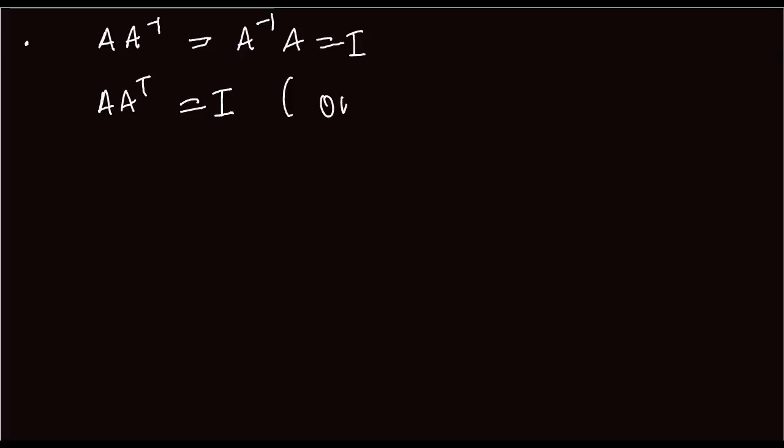Now I'll move on to another property of inverse and transpose. You remember this: A inverse A is equal to I. And A transpose A is equal to I only when A is an orthogonal matrix. Then only this property is satisfied. Otherwise, this has no such meaning.